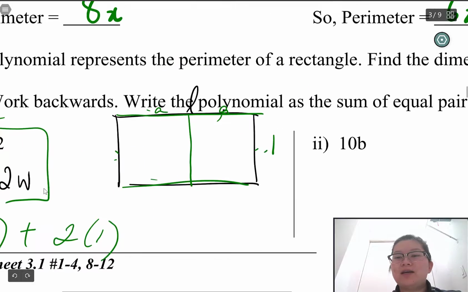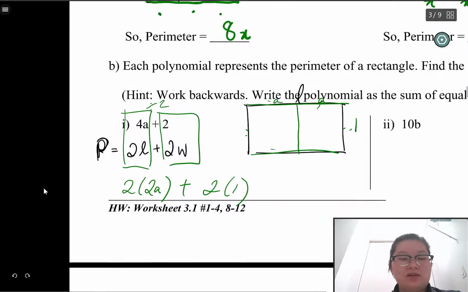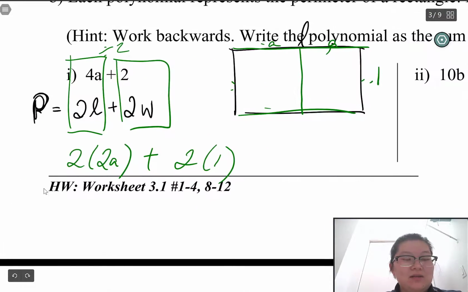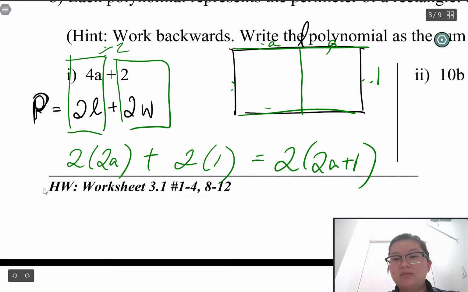We have to write this as a sum of equal pairs of terms. Well, guess what? Maybe we can say this is just 2 times 2a plus 1, which is the sum of 1 length and 1 width. Okay, so we can do that.